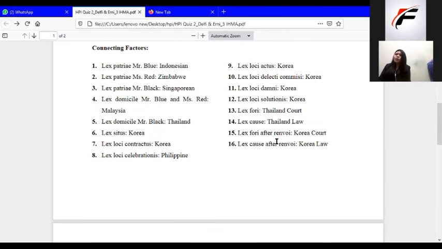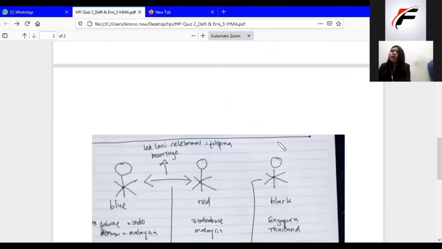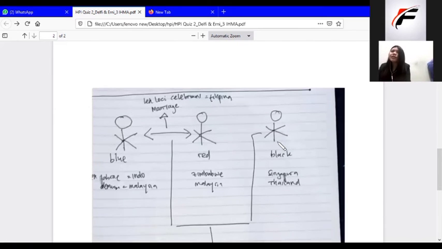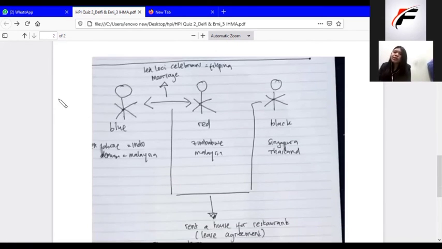So first we are going to make a characterization. This is Mr. Blue, and this is Miss Red. Mr. Blue has, expatriate, meaning nationality, Indonesian. Miss Red is Zimbabwean, and they are domiciled in Malaysia. And Mr. Black has Singapore nationality and is domiciled in Thailand.